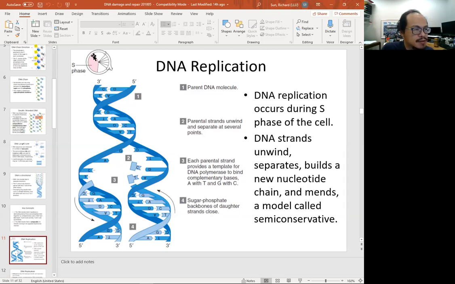Now, if the cell continues to divide, we face the situation that we need to replicate DNA because the cell is going to be split into two. So we need to prepare the gene code to have two copies of it so they can be distributed to these two cells. And when does it happen? The DNA replication happens in the S phase. It's right here, S phase.